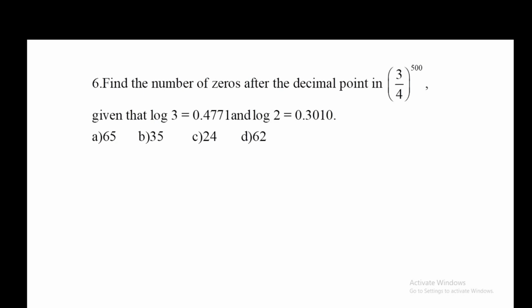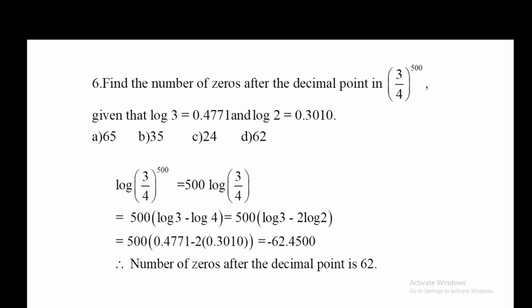So how can we solve this? Any idea? By using the logarithms, we have the product rule, quotient rule, base changing formula, power formula, then reciprocal formula. So what are all the rules we can use here? 3 by 4 whole power 500. First we think about n log m, that is log m power n. 3 by 4 as m, 500 as n. So we can write it as 500 log 3 by 4. Is it correct? See here, log of 3 by 4 whole power 500, so we can write it as n log m. Then after that, log m by n is equal to log m minus log n.